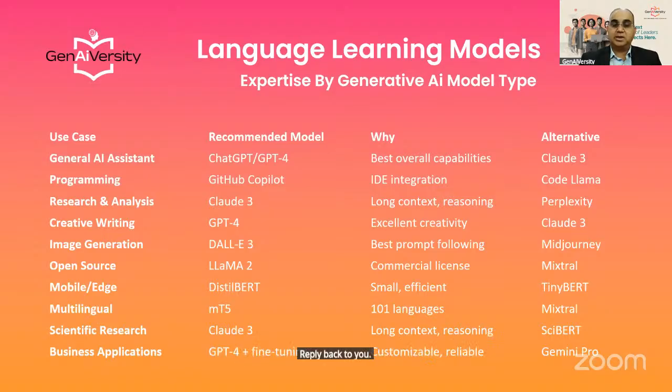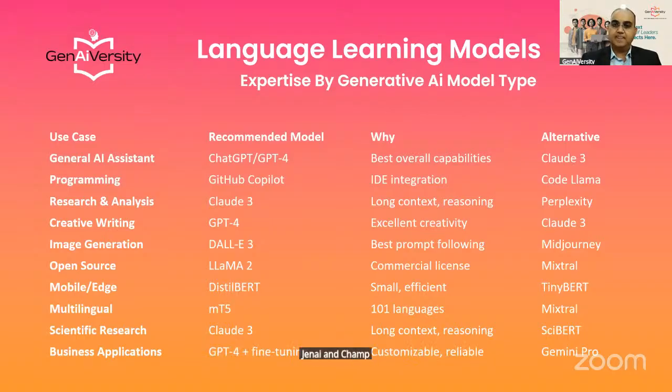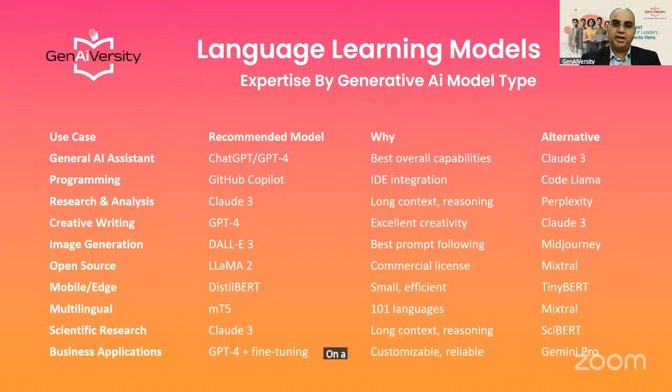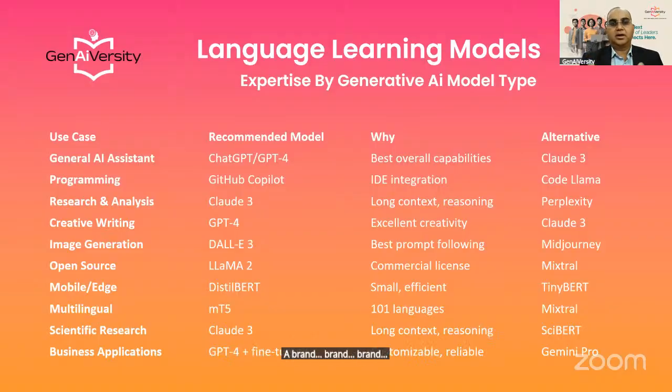For reasoning capabilities, there is Perplexity, which is driven by our Indian, Chennai young champ, Srinivas. Perplexity is the product. And creative writing: if somebody is a story writer, a movie director who wants to express something, or a content creator for a digital marketing brand, GPT-4 is excellent in quality and creativity. Then image generation.